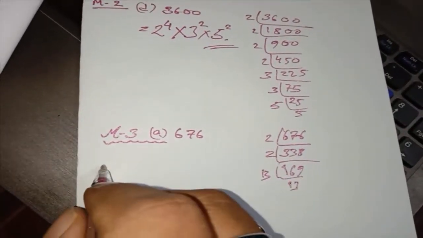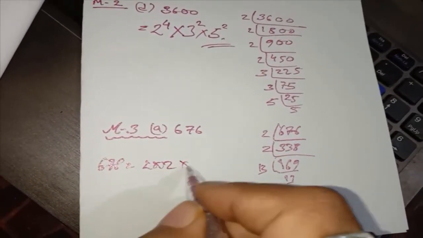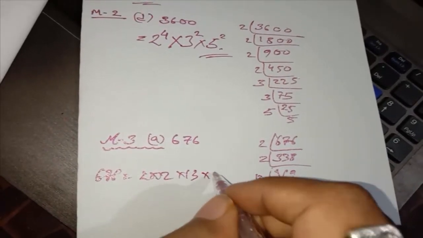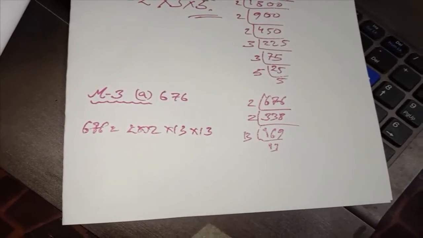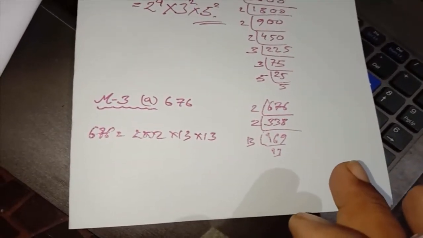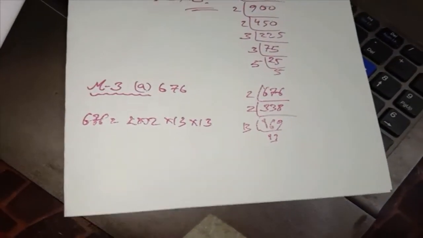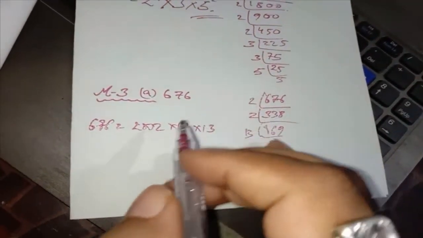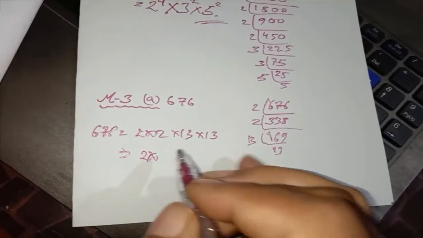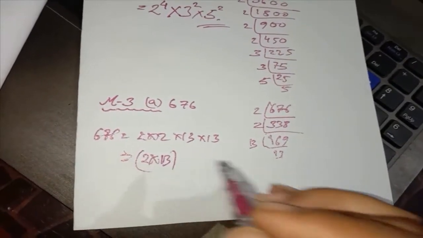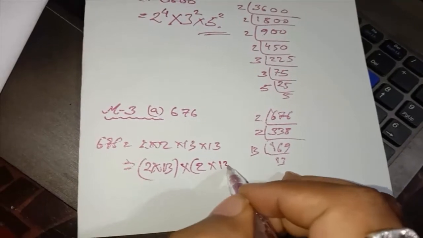Now 676 can be written as 2 into 2 into 13 into 13. In our question we are asked to represent this number as the exponential form of a single term. How will we do it? First of all, we will take a 2 from the first part and multiply it by 13. Then put the multiplication sign, then the second 2 and the second 13.